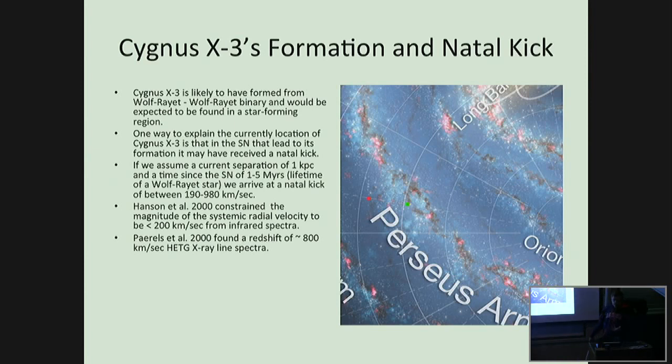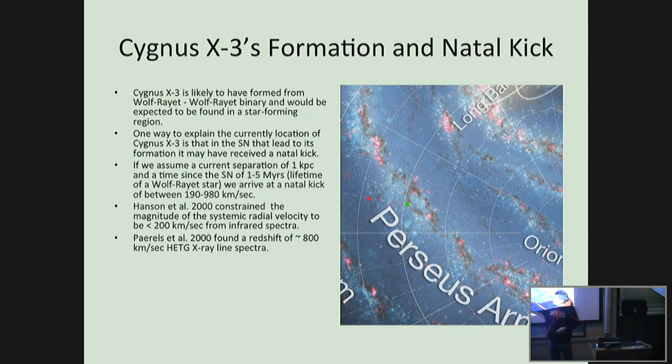Now, what do observations say? There's some work by Hansen et al. in 2000 where they constrain the magnitude of the systematic radial velocity to be less than 200 kilometers a second. This is from infrared spectra. So this basically fits, at least at the lower limit.